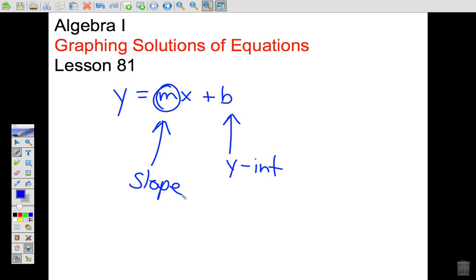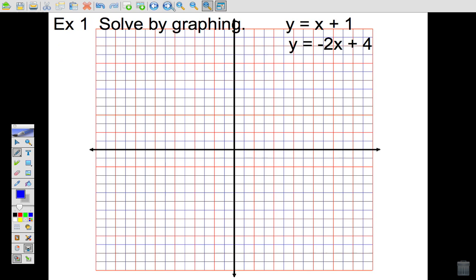And if it's a negative slope, the line's going downhill. If it's a positive slope, the line's going to go uphill. And we're going to continue here with graphing of these equations. And let's get to the first example.